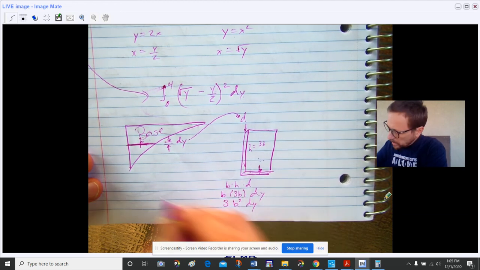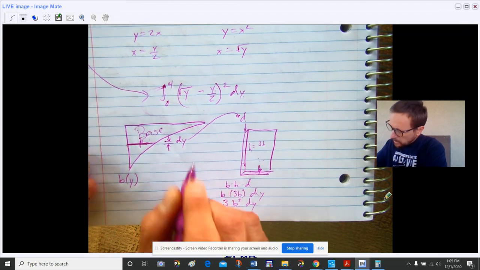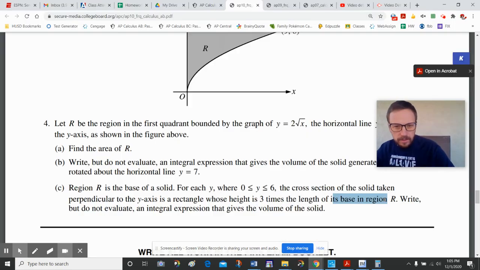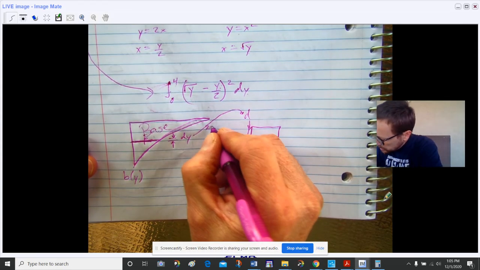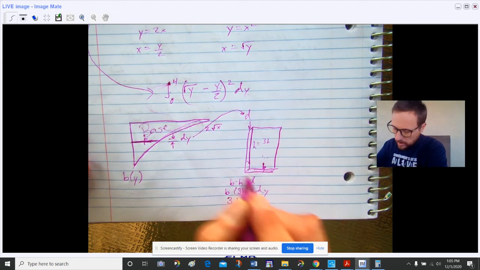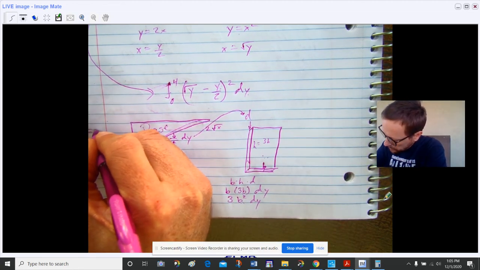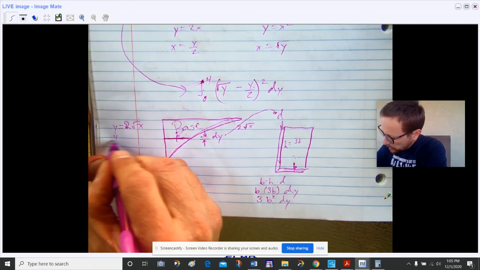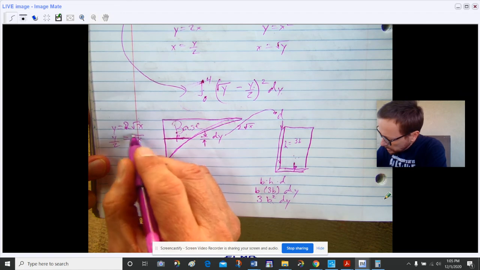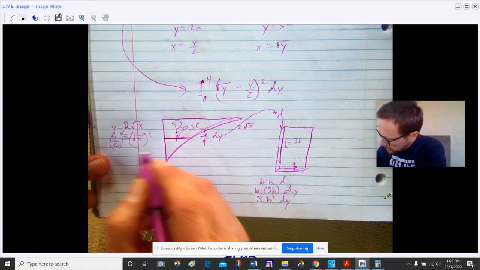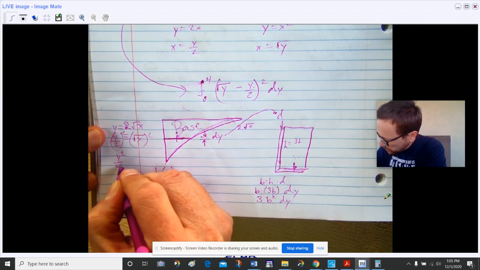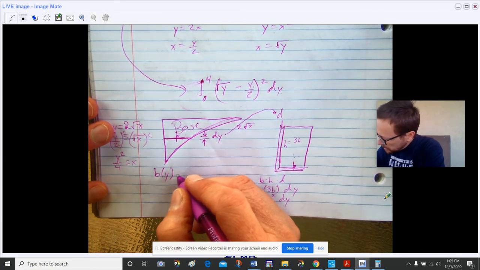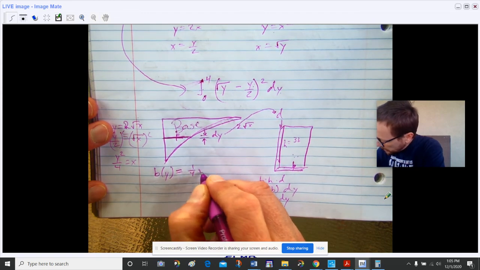But we want b in terms of y. Well, we are told that this right there is 2 radical x. So y equals 2 radical x. This is a function in terms of x now. We've got to get it in terms of y. So we'd end up with y over 2 equals radical x. We square that. So we end up with y squared over 4, or 1/4 y squared. So b is going to be 1/4 y squared.